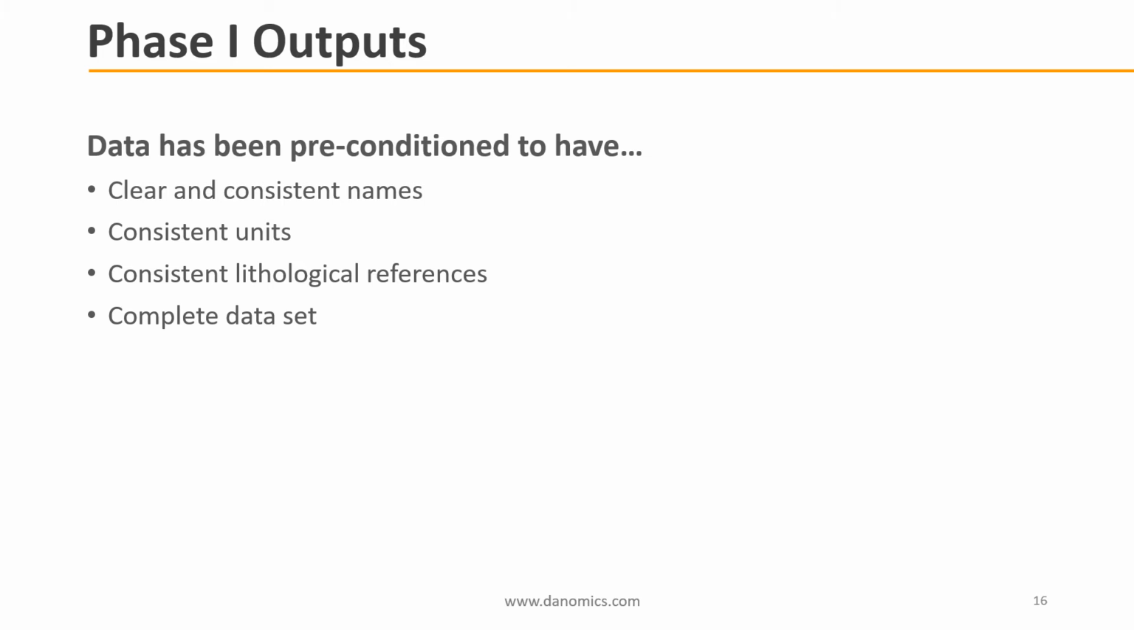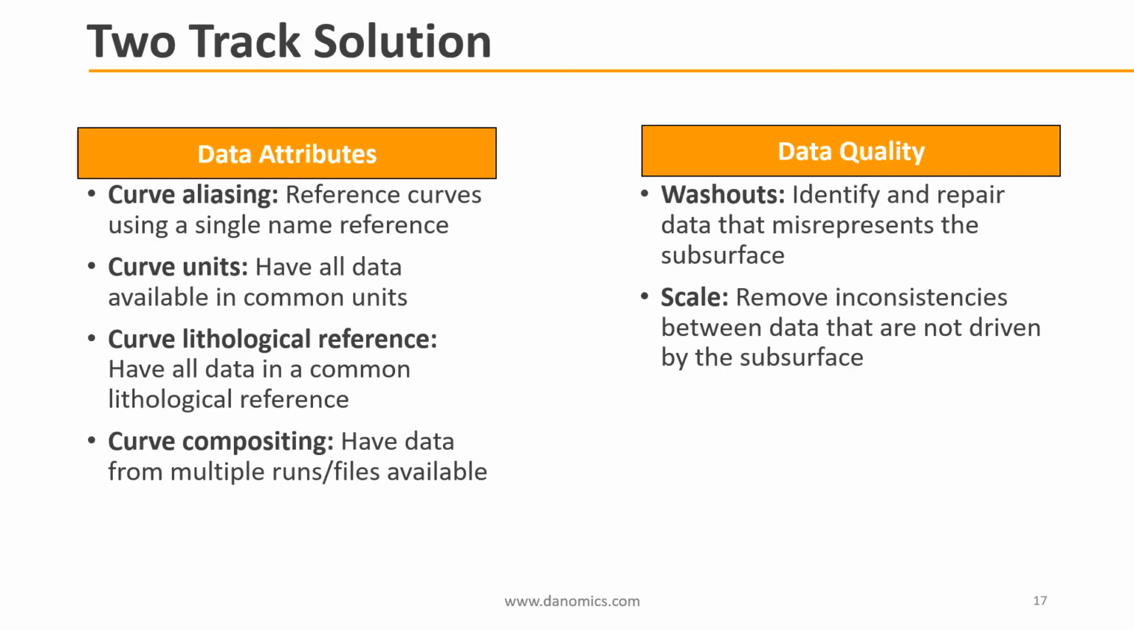And once we've done that, then we have what I would call phase one outputs, where our data have been preconditioned to meet this 4C requirement, where we have clear and consistent names, consistent units, a consistent lithological reference, and a complete data set. The next step is we need to make the data clean. We've handled now the structural problems, the data attribute problems. Now we're going to look at some of those data quality problems.